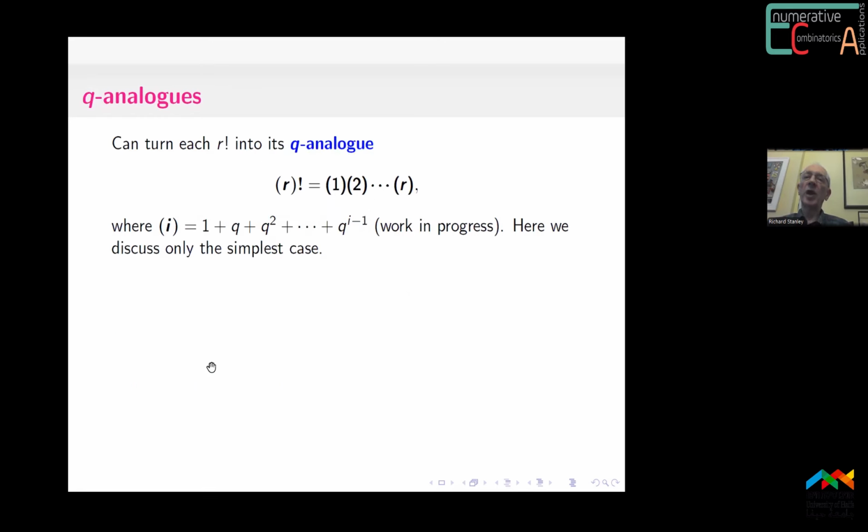And my final generalization is going to be q-analogs. I mean, n factorial has a nice q-analog, so we can easily define q-analogs of all of these symmetric functions we've been looking at. Every time we see an n factorial, just replace it by the q-analog of n factorial. That's the q-analog of 1 times the q-analog of 2, etc., where the q-analog of i is 1 plus q up to q to the i minus 1. Well, we're still thinking about this, but let me just look at the simplest case, which turns out to be very easy.